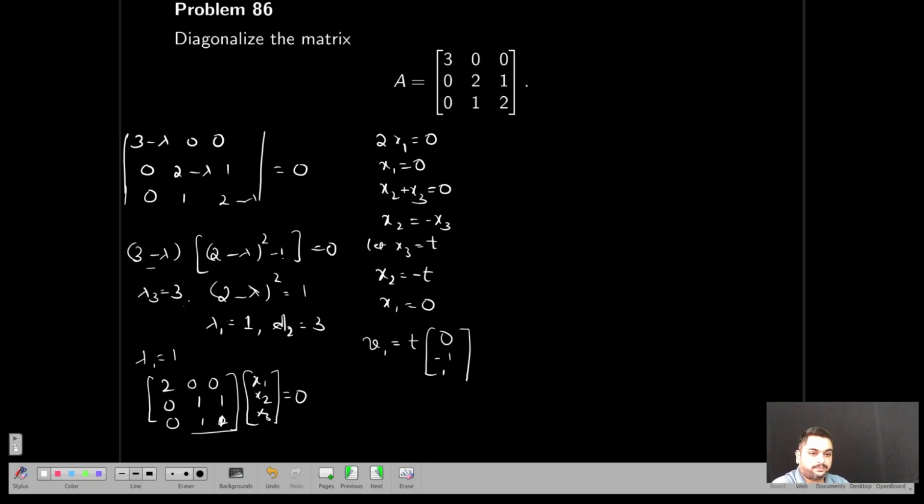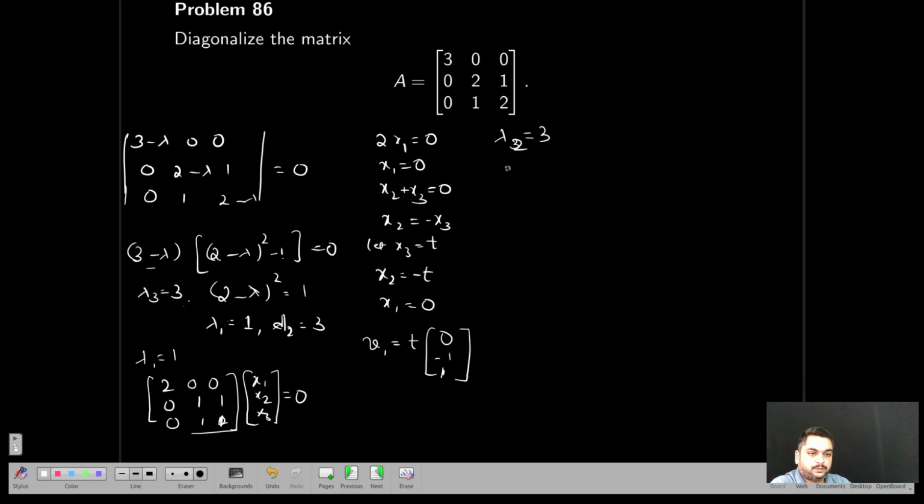This is one vector. Also, you can take x2 equal to t, then x3 will be minus 1. So that will be (0, 1, minus 1). That also you can find out. Okay. For v1, let us check only this one vector. Then we will take lambda 3 equal to 3 or lambda 2 equal to 3. Both are same.